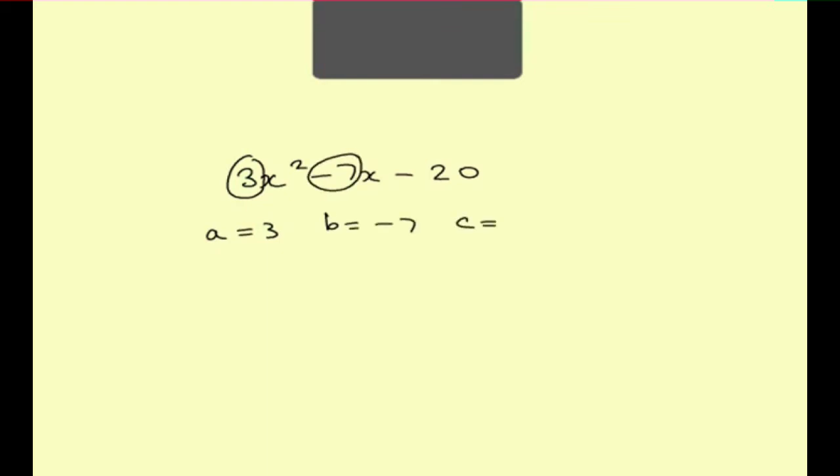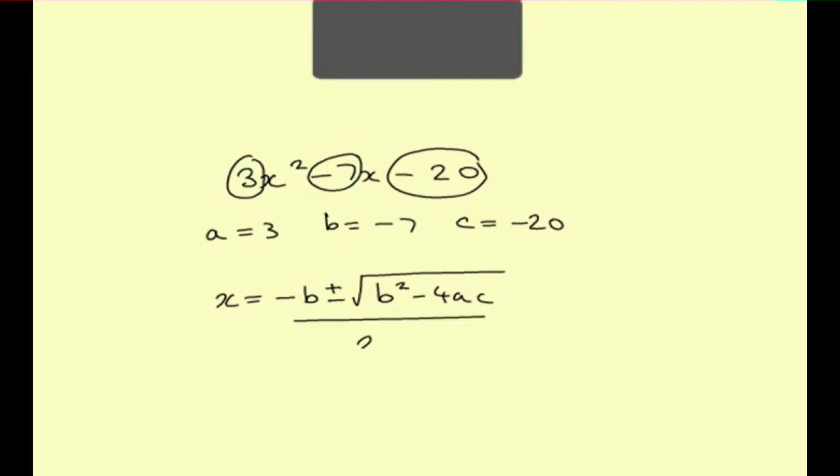Okay, I'm just going to do one final example now with the quadratic formula. So let's just have a look at this one. 3x squared minus 7x minus 20. So a is equal to 3, b is equal to minus 7, and c is equal to minus 20. So again, what we need to do is just write out the quadratic formula, which is x equals minus b plus or minus the square root of b squared minus 4ac all over 2a.